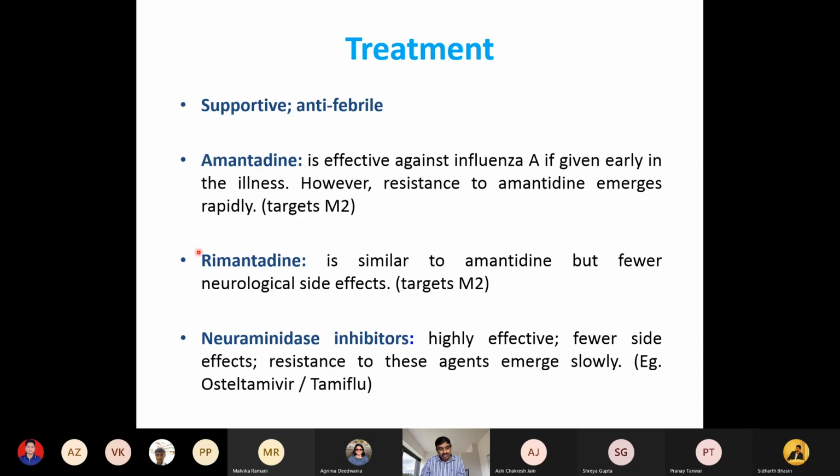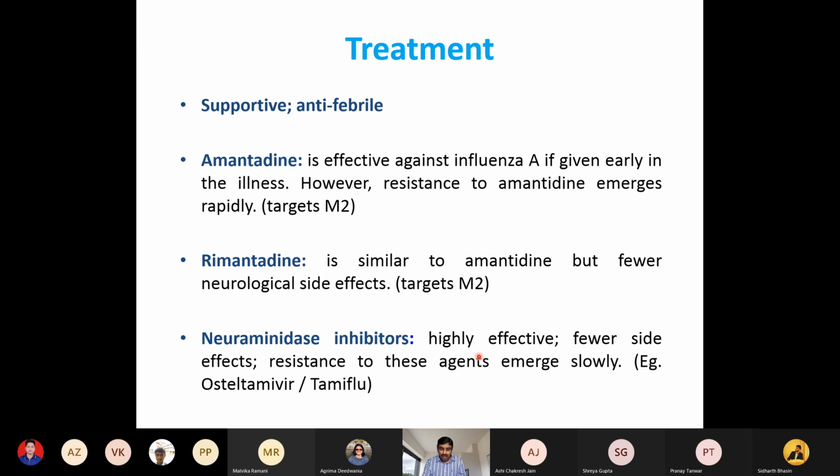There's a flip side to it. These 2 M2 inhibitors, amantadine and rimantadine, are associated with high levels of resistance, which means that if you start giving it within a week, the patient may develop resistant strains, or resistant strains may already be circulating in the world. So these 2 are now not so widely used because there is a high level of resistance. They use something called a neuraminidase inhibitor. You might have heard of this word, Tamiflu or oseltamivir. It is a neuraminidase inhibitor.